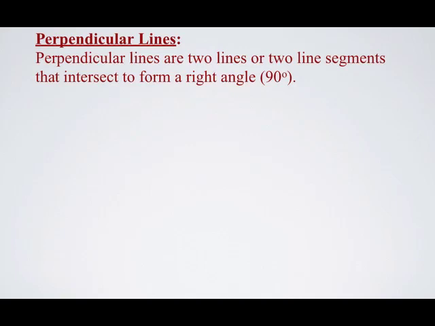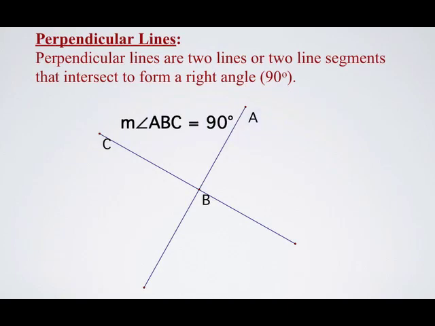Perpendicular lines are two lines or two line segments that intersect to form a right angle, 90 degrees. You may also hear the term orthogonal, though it is slightly older. Here we see a diagram of line segments AB and CB. If the angle between A, B, and C is 90 degrees, we say that AB is perpendicular to CB.